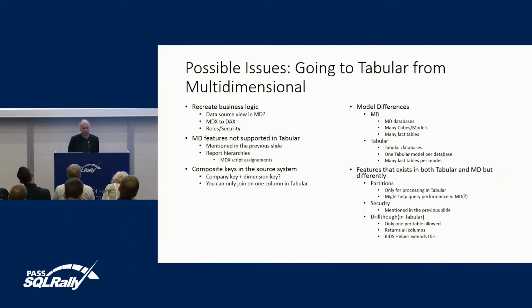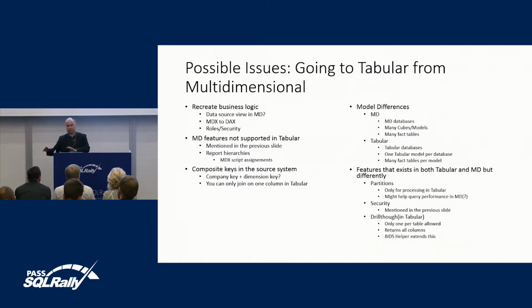There is also a model difference. In multidimensional, you have databases. You have that as well in Tabular. But on the model level, the next level, you can have many multidimensional cubes. But in Tabular, you can only have 1 tabular model per database. So if you have a multidimensional model with several cubes in the same database, you will have a problem. You will have to force all those cubes or the measure groups into the same tabular model. So you cannot call another tabular model from another tabular model.